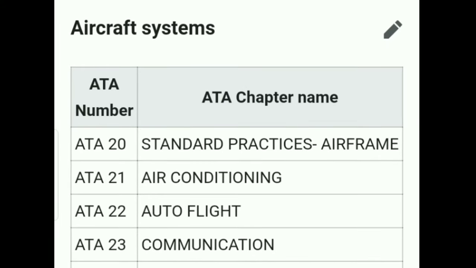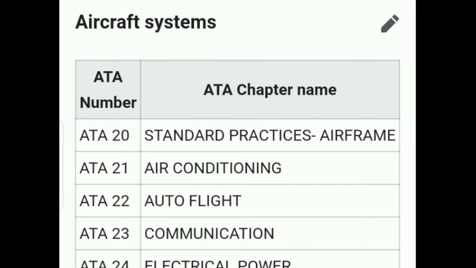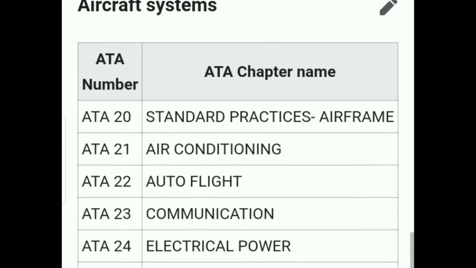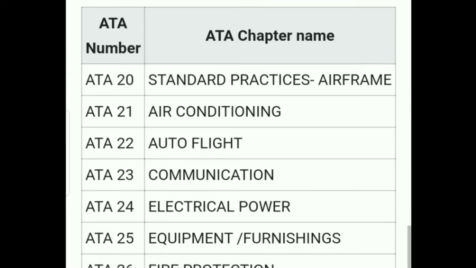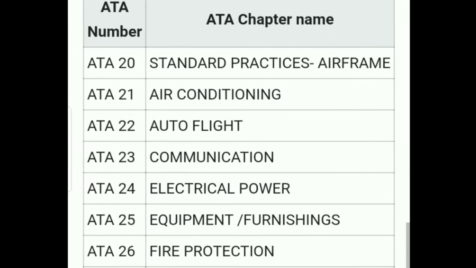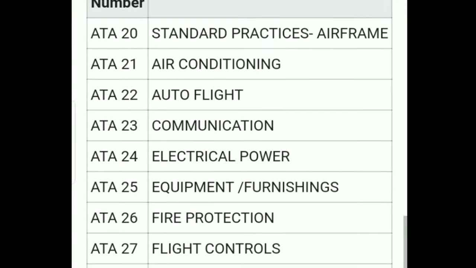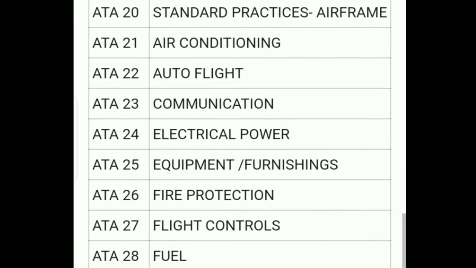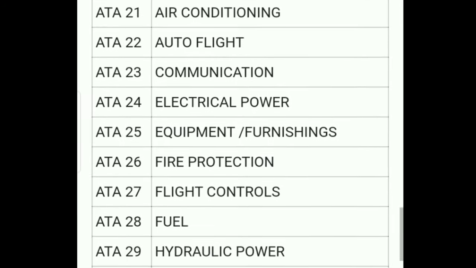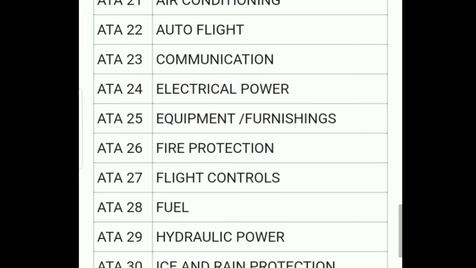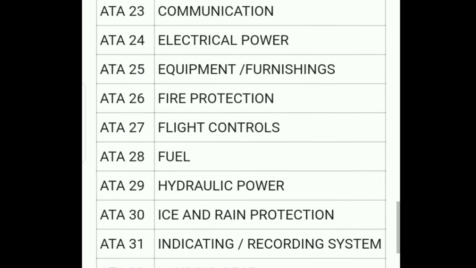ATA 20, Standard Practices Airframe. 21, Air Conditioning. 22, Autoflight. 23, Communication. 24, Electrical Power. 25, Equipment and Furnishings. 26, Fire Protection. 27, Flight Controls. 28, Fuel. 29, Hydraulic Power.